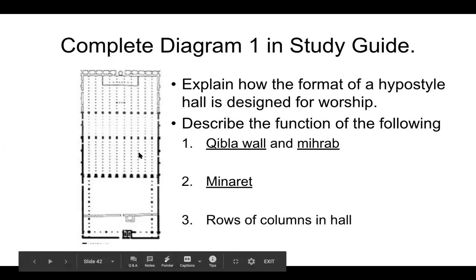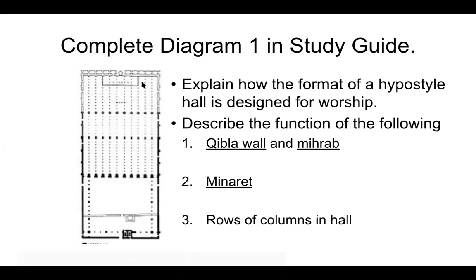Then we have these rows, and that leads us to this wall at the end. And that's called the Qibla wall. That is the wall that denotes the direction to Mecca. And so Mecca is the holy city in Islam. That is the city that Muhammad retook. And in the very center of that wall, we have our mihrab.